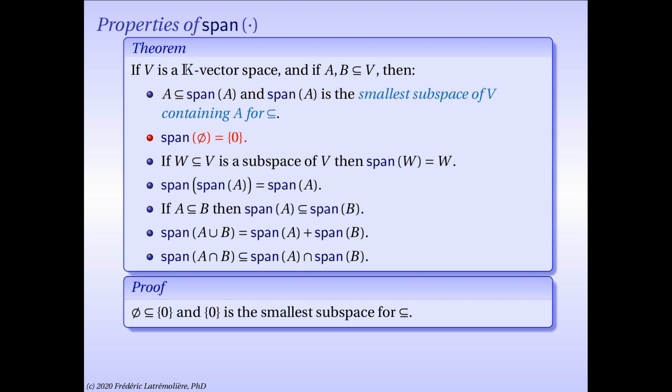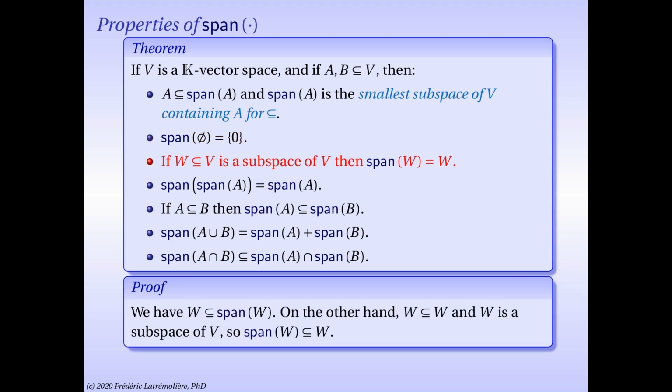Now, let's look at the span of the empty set. Of course, the empty set is a subset of any vector subspace of V, so in particular, the empty set is a subset of the singleton 0, and the singleton 0 is the smallest subspace for inclusion. So by the first bullet point, we can conclude that indeed the span of the empty set is the singleton 0. Now let W be a subspace of V.